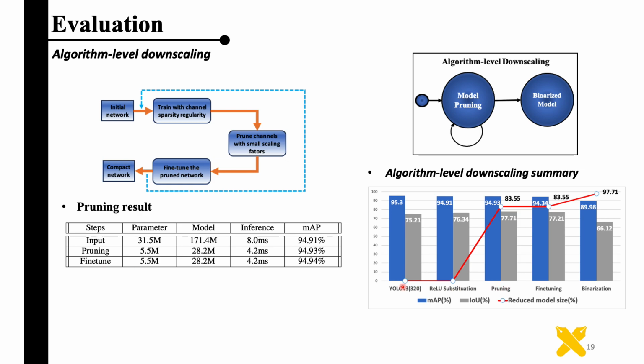And from the graph we show here, we just summarized the mean average precision, intersection over union, and the reduced model size, evaluated on different techniques we have applied on the model, such as the ReLU substitution, pruning, fine-tuning, and the binarization. Comparing with the benchmark YOLO version 3, the model of the whole architecture is reduced by 97% at the cost of 5% of the mAP and 9% of the IOU.